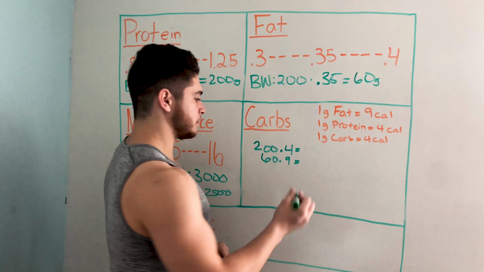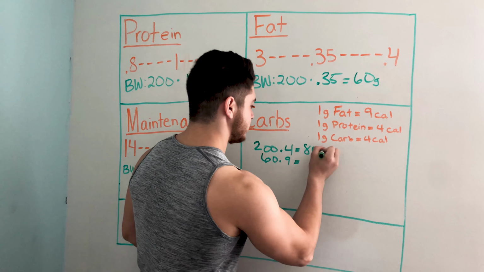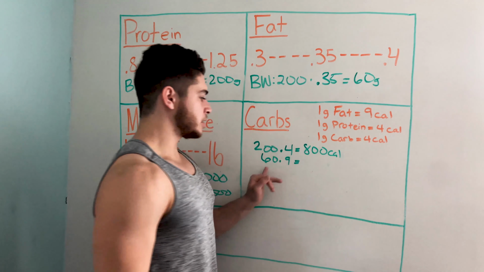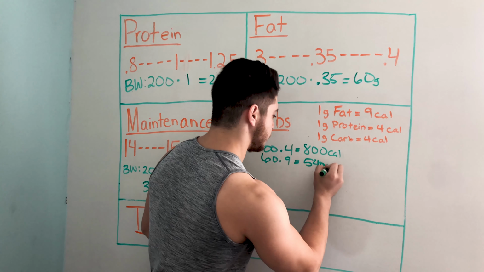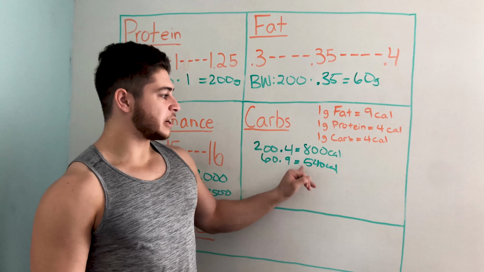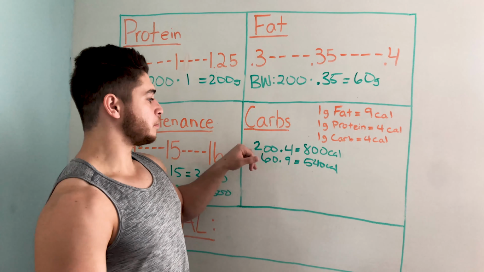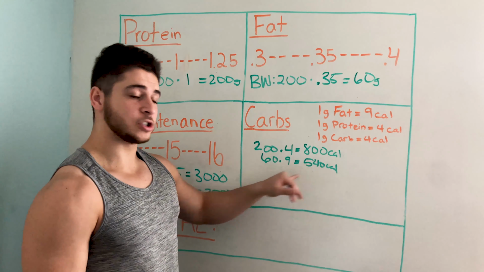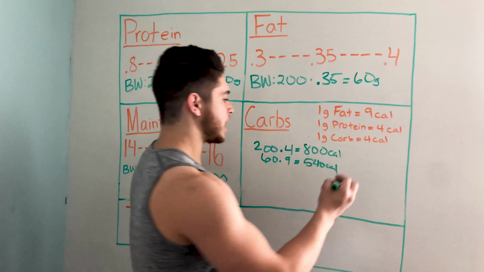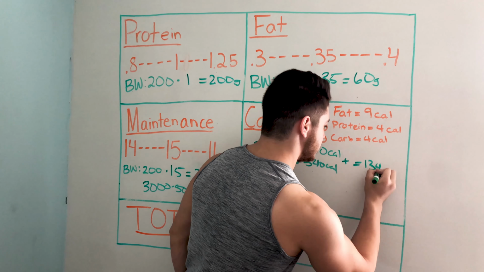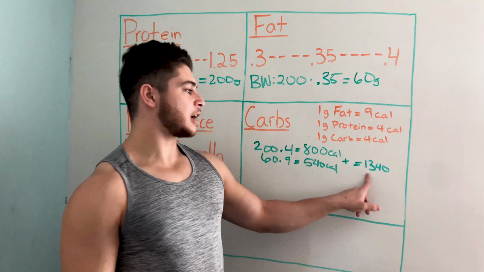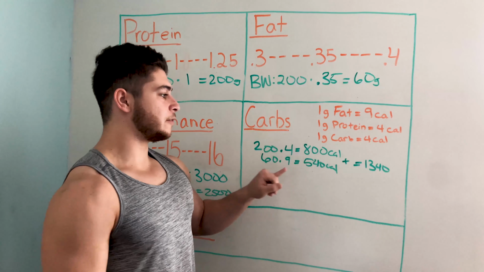So 200 times 4 is going to be 800 calories, while 60 times 9 is going to be 540 calories. And these are going to be the amount of calories you consume from consuming the protein and then the amount of calories you consume from the fat. So then you want to add these two together and your total is going to be 1340. And this is going to be the amount of calories just from protein and fat.